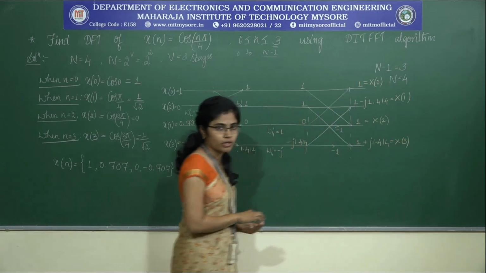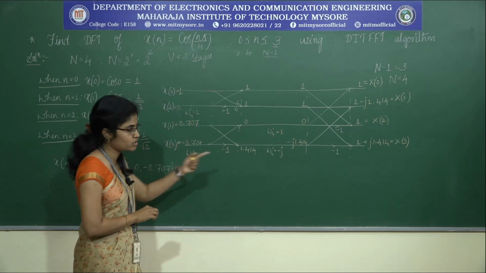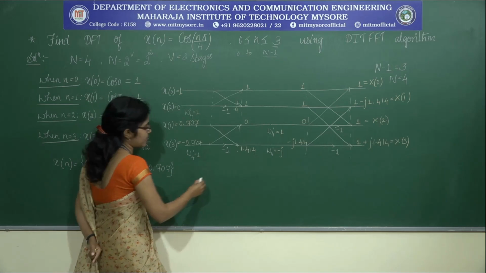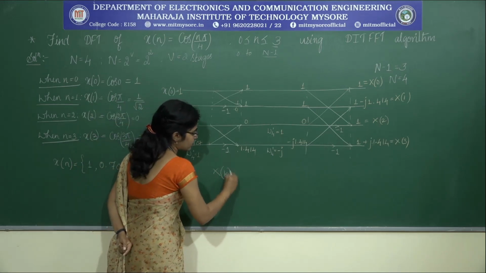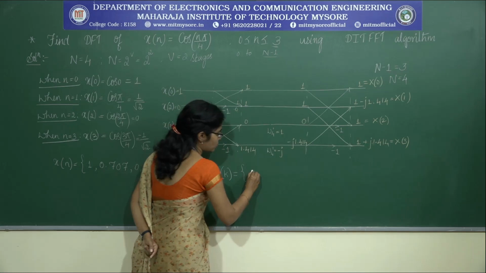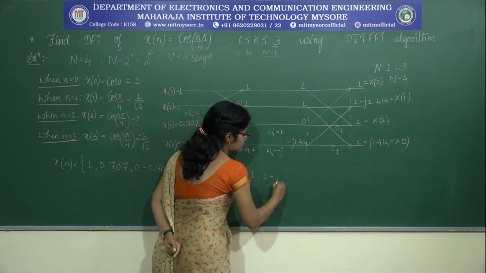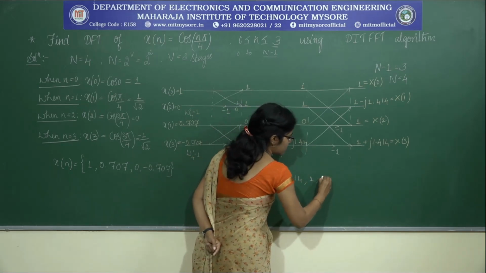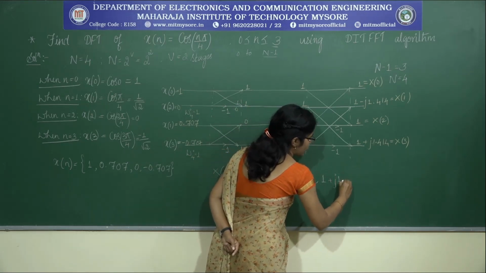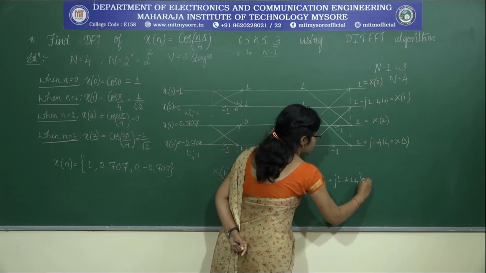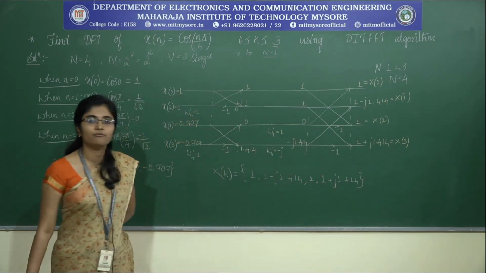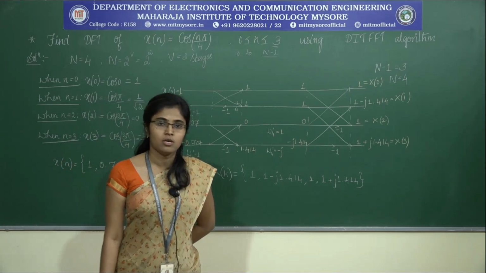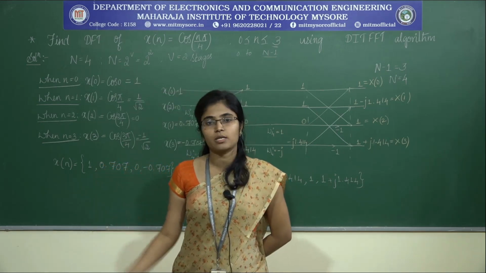So the question was to find out x of k, that is the DFT for the given function. So we found out all the 4 data which we needed. So let us tabulate that. That is x of k will be equal to 1, 1 minus j 1.414, 1, 1 plus j 1.414. So this is how we can find out the DFT for any given data with the help of DIT FFT algorithms. So now let us see the problems on 8-point DFT.